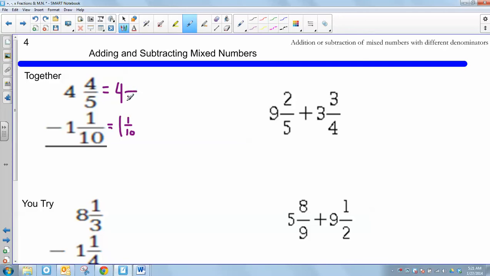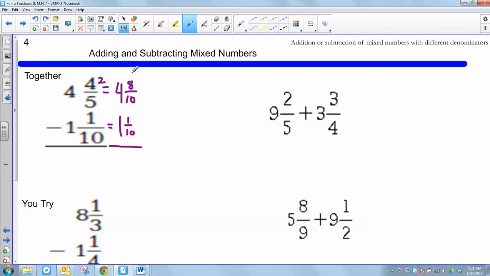So how did I get from 5 to 10? I multiplied by 2. So that's what I have to do at the top. So I'm going to have 8/10 at the top. Now, this problem looks exactly like what we did yesterday.